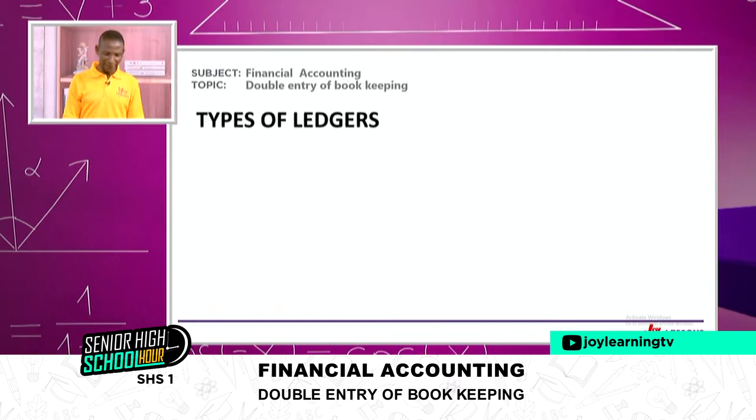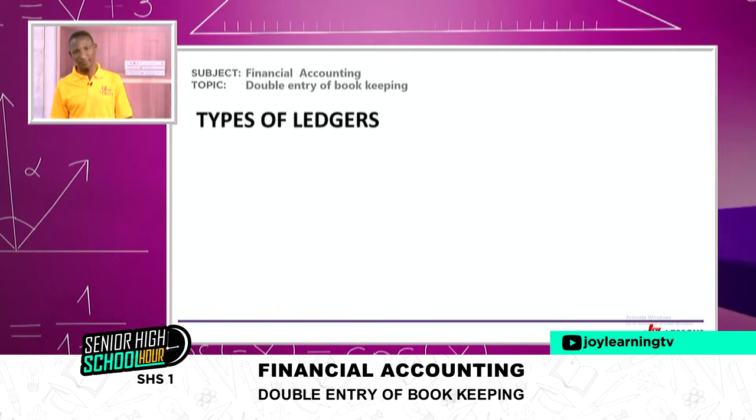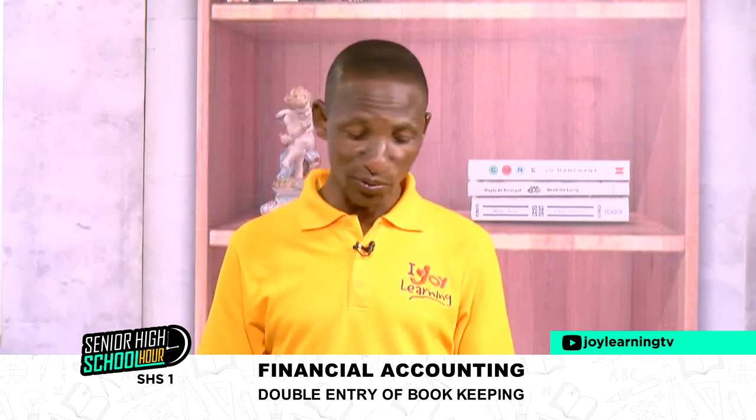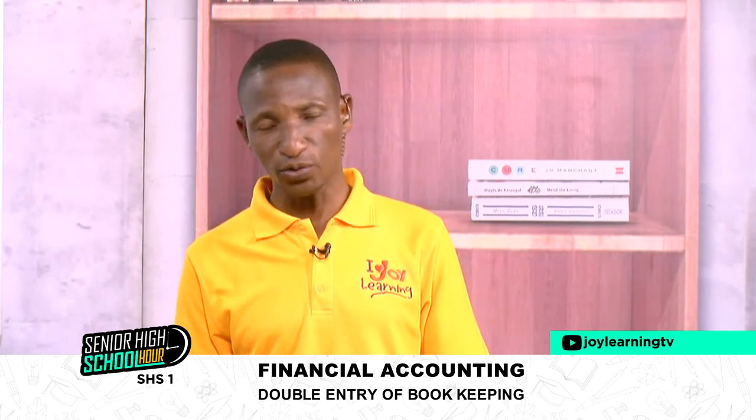Now, what are the types of ledgers? We have about five main types of ledgers. So we're going to look at them. We have sales ledger, purchases ledger, private ledger, cash book, and general ledger. There are five types of ledgers. So again, what we should know is that these books are the principal books of the business in which the transactions are recorded.